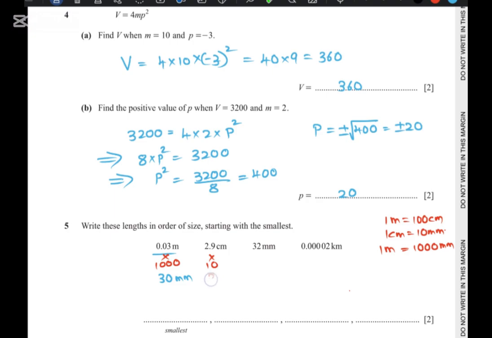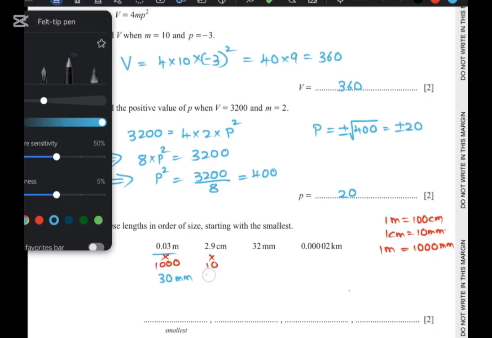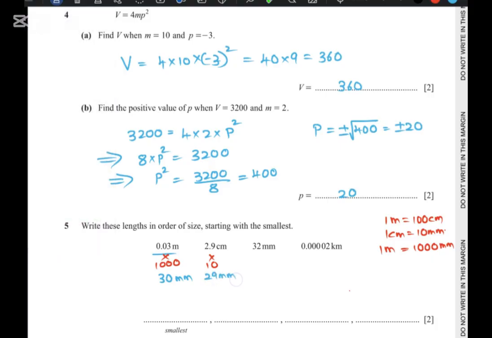So it is 29 millimeters. Let me use the same color pen. 29 millimeters. Then this is already given in millimeters, 32 millimeters. Now here this is given in kilometers. Now we have to convert this into millimeters.